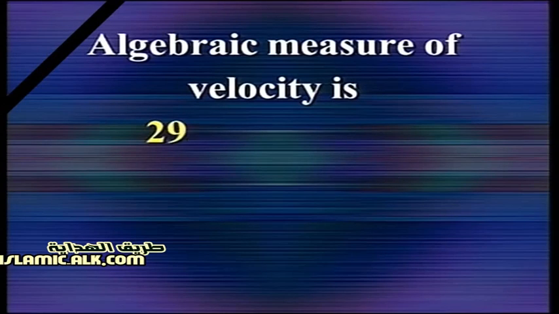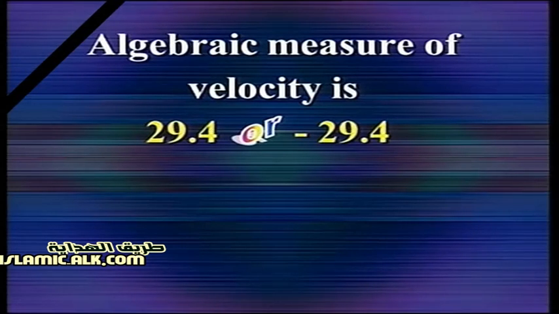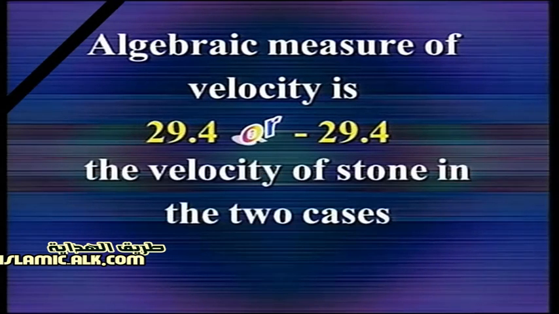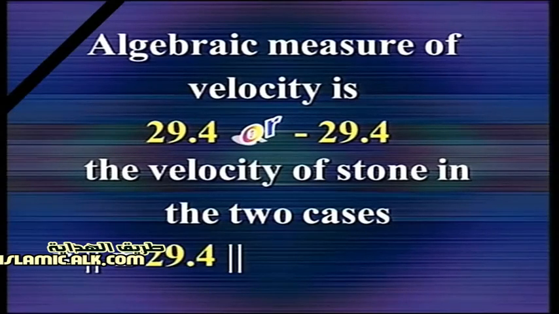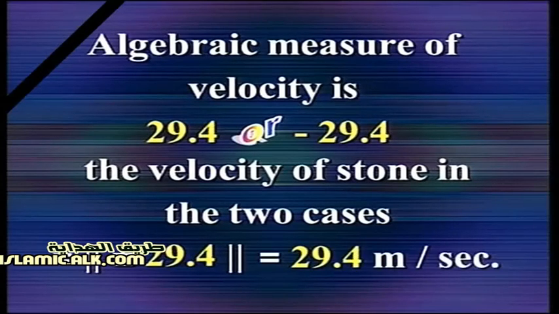The algebraic measure of velocity is 29.4 or negative 29.4, the velocity of the stone in the 2 cases. We have positive or negative; the norm, the absolute value, is 29.4. The answer must be positive 29.4 meters per second.